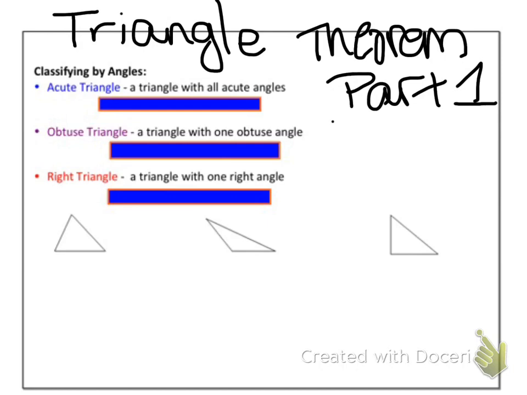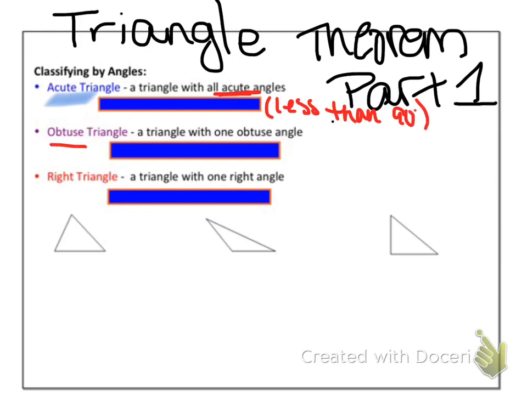Okay, the first part of your notes is classifying triangles by the types of angles. First one we have is an acute triangle. An acute triangle is a triangle with all acute angles. Remember, flashback to a couple years ago when we talked about acute in your 8th grade classes? That means all less than 90. So make a little note there. That's less than 90 degrees.